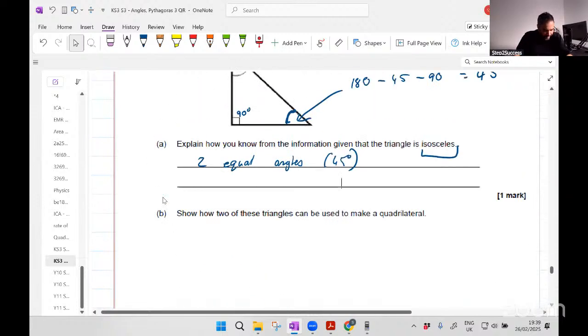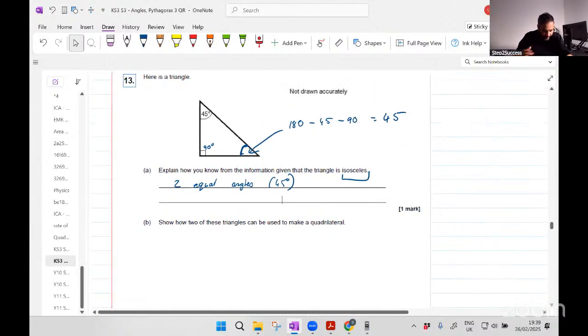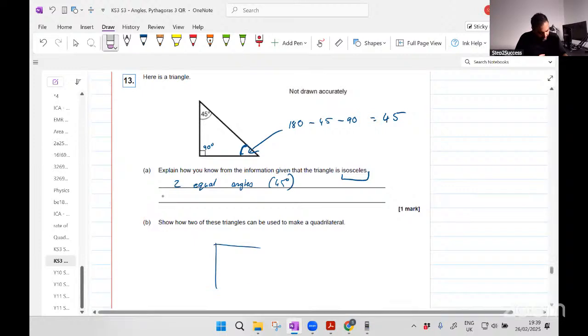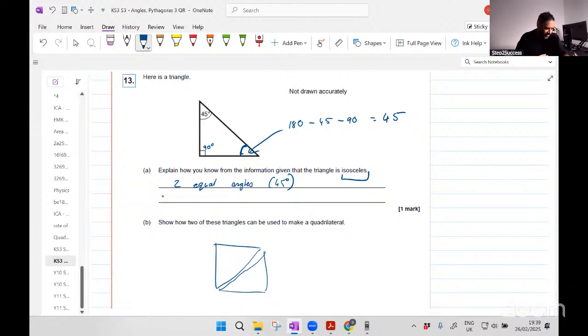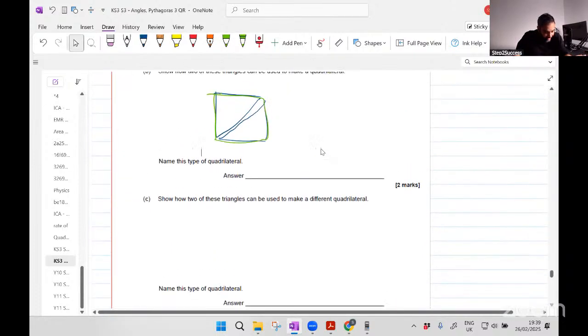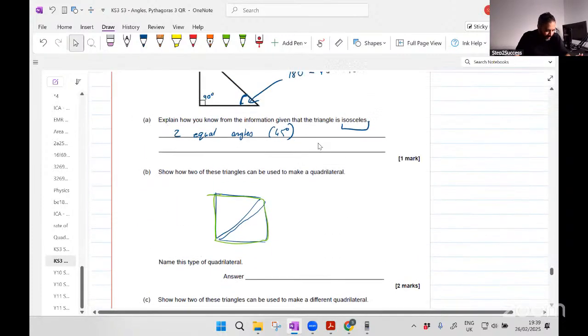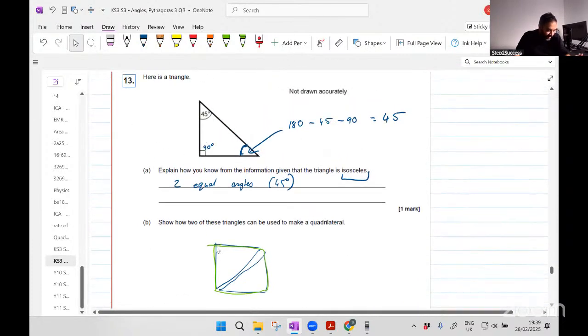Show how two of these triangles can be used to make a quadrilateral. When you just join two together, like that, I think that's it. If you join those two together, don't you make a four-sided shape? Name this type of quadrilateral. It's going to be a square, isn't it? Because you're going to end up with 90-degree angles in all four corners.